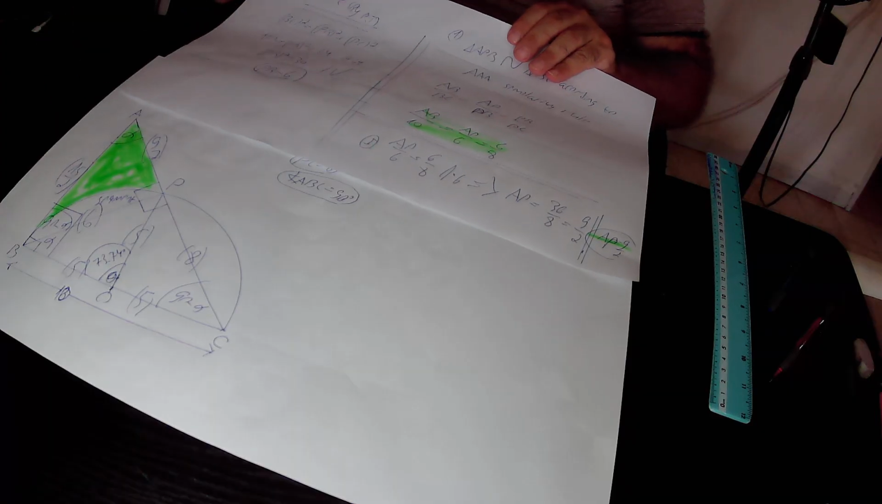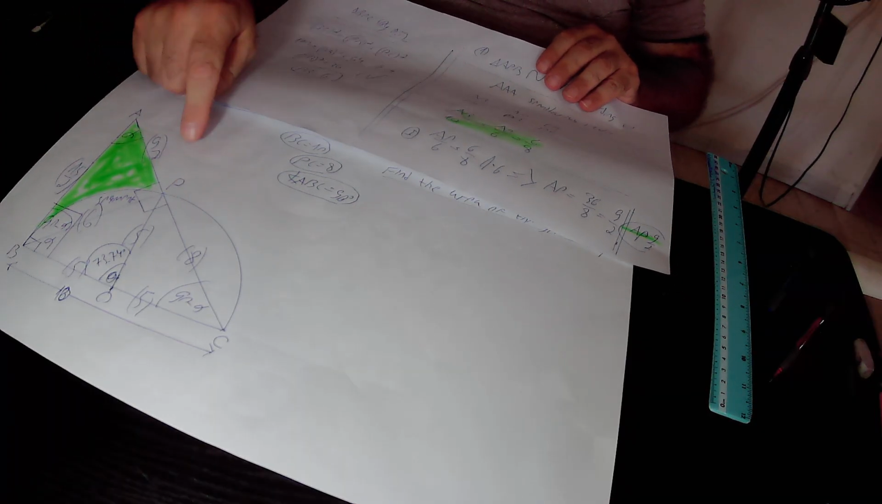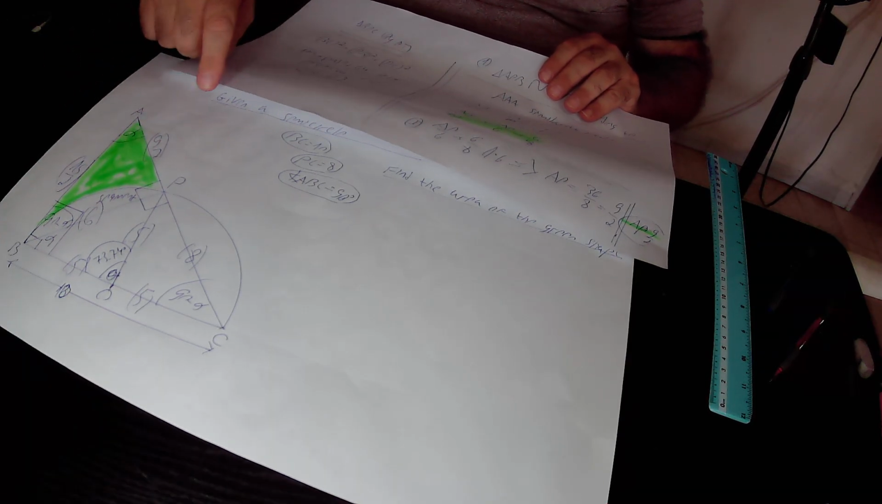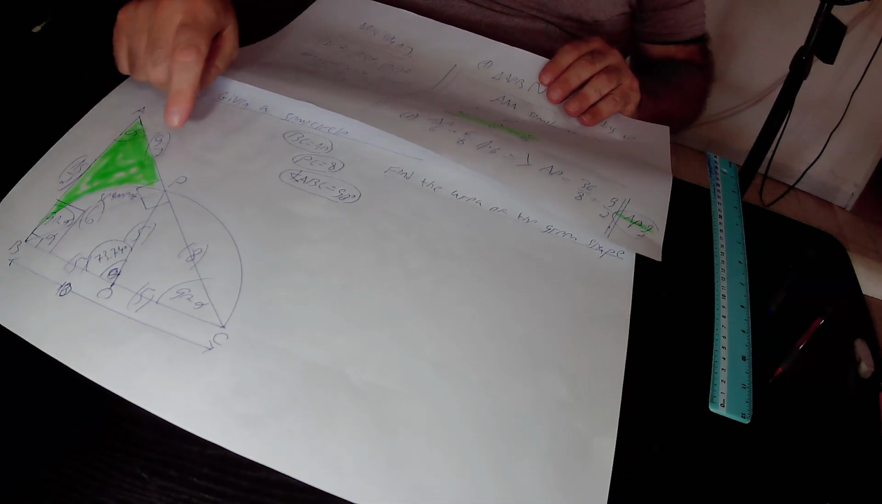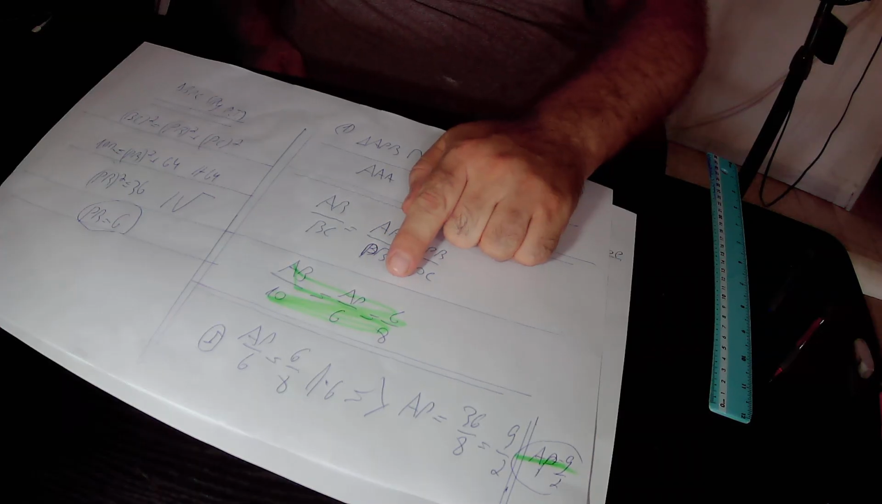AB is the missing side, so we put AB over BC, and BC is 10. Then AP over PB, where AP is the missing side and PB is 6. And this equals PB again, that is 6, over PC, and PC is 8. So in total, we find that AB over 10 equals AP over 6 equals 6 eighths.